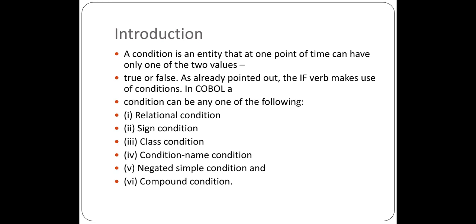The first form is named relational condition. The second form is named sign condition. The third form is named class condition. The fourth one, condition name condition. The fifth one, negated simple condition. And the sixth one, compound condition. These are the various forms of conditions that we are going to discuss in the COBOL programming language.